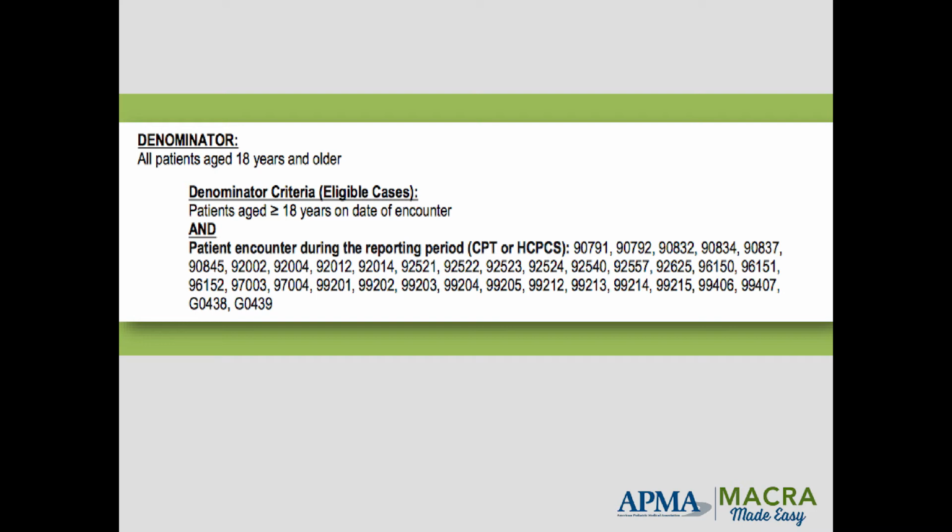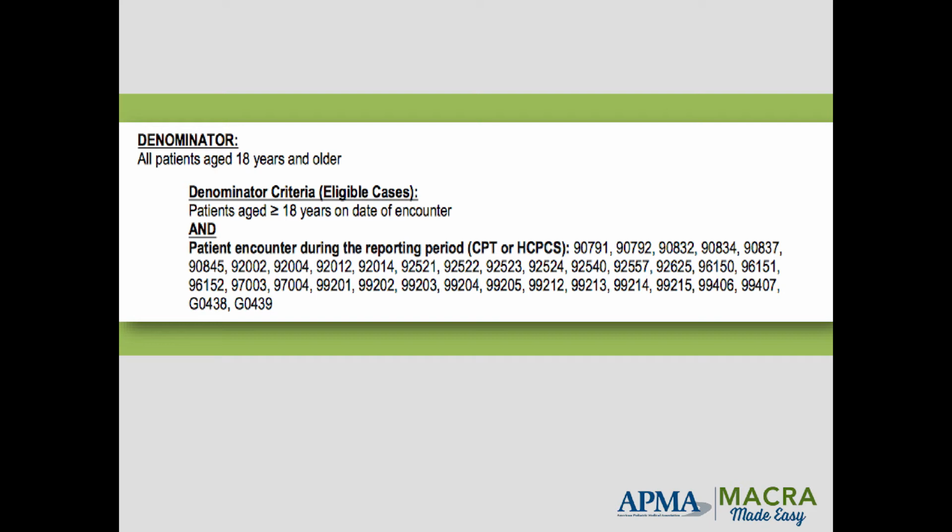Each measure has its own denominator. Some of them are different. You might have one measure with one denominator and a different measure with a totally different denominator. The denominator for this measure is over 18 and has one of those codes on their claim form. Don't be intimidated by that list, because all it is is E&Ms. It's the evaluation and management codes that we know very well. 9920s, 9921s, we all know those, right? Those are E&M codes. Over 18 had an E&M.